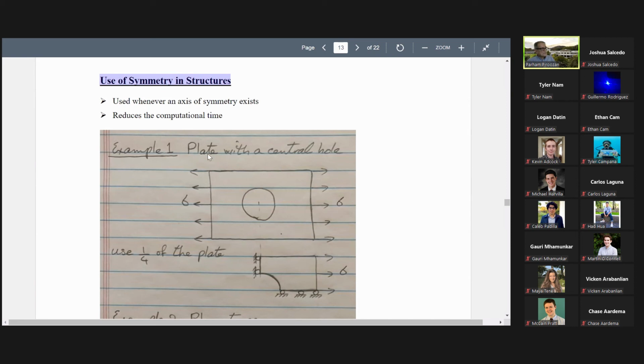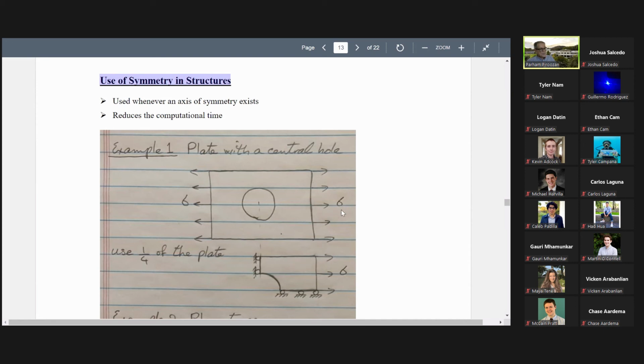An example of this is a plate with a central hole. Look at this one. This is a plate with a central hole. We apply stress sigma to pull this plate. One option is to consider the whole plate in the analysis. Another procedure is to use just 1/4 of this plate. There is no need to consider the whole plate because this plate has symmetry about the x-axis and symmetry about the y-axis. So instead of considering the whole plate, we can just consider this 1/4 plate.